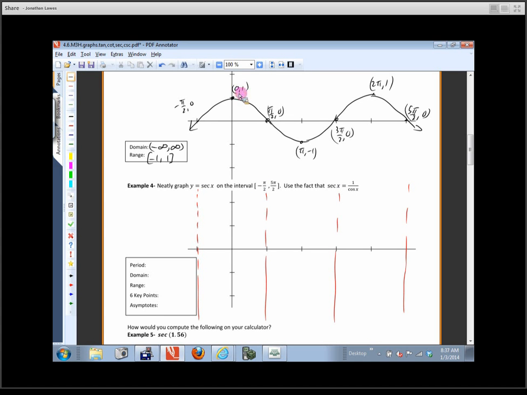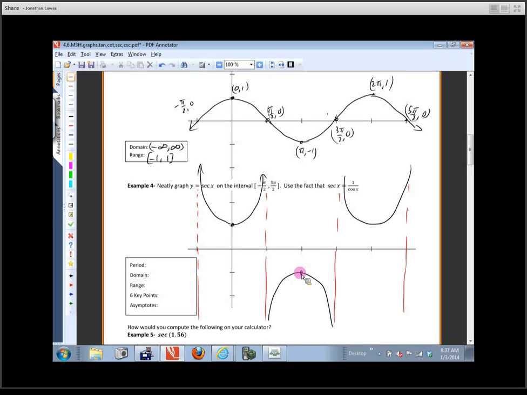Now, this one's pretty easy to find the reciprocal of. The reciprocal of 1 is 1, so it goes like this. It has exactly the same shape as the cosecant function. It just occurs in a different place. In this next one, this is a little loop of small negative numbers. What's the reciprocal of small negative numbers? Big negative numbers. So this is a loop going downward, loop going upward, and so forth.